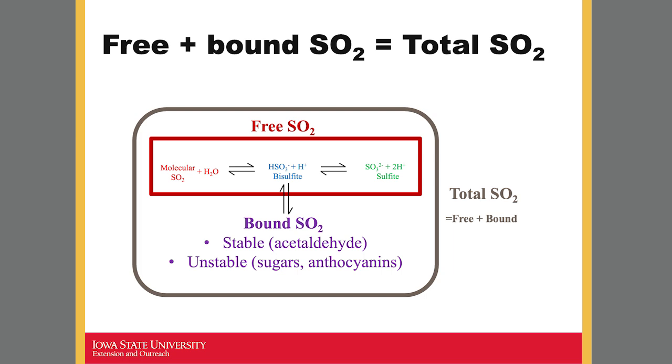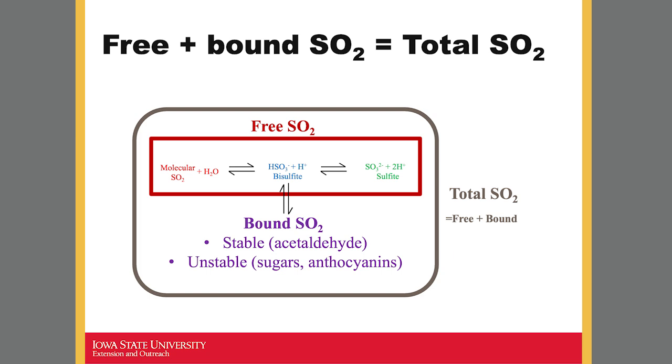So when we talk about free SO2, that's molecular SO2 plus bisulfite form, which is able to bind with other compounds. And because that bisulfite form can bind with other things, that's what is called the bound SO2. And so the addition of free SO2 plus bound SO2 equals total. So when you want to look at just total SO2, you're looking at all those forms, whether it's bound with other compounds, or if it's free.